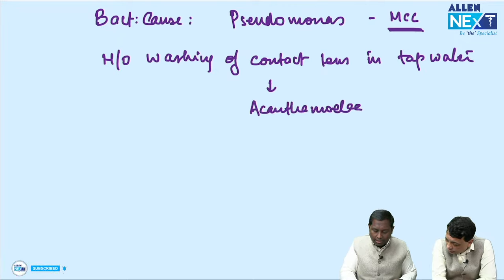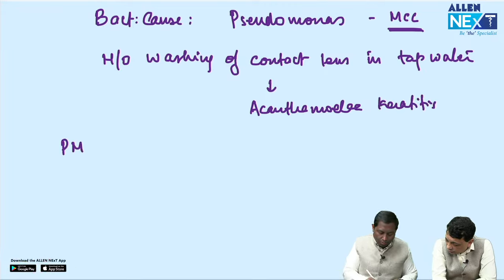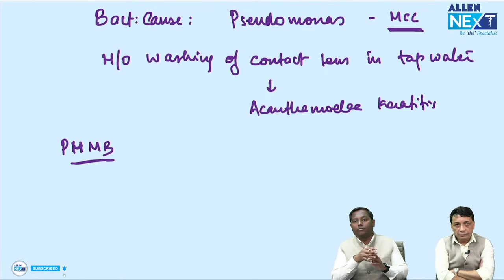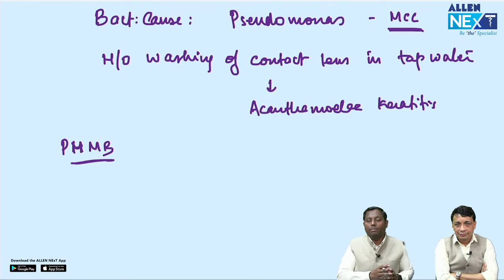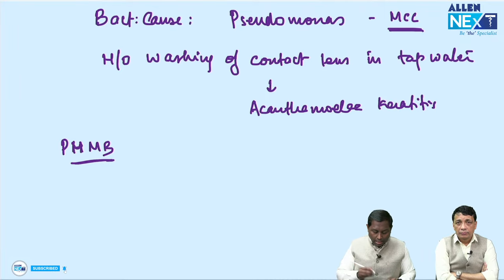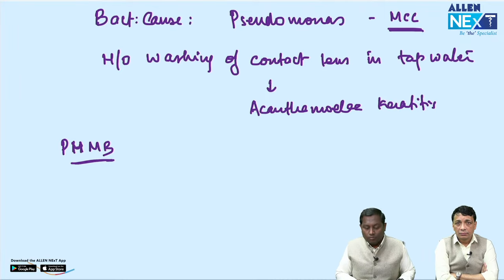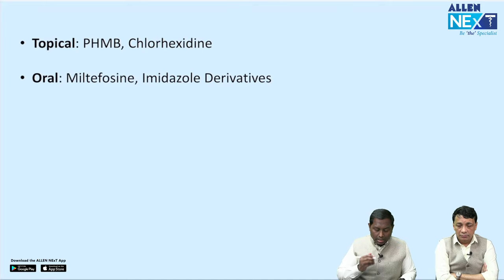So, students should take care of this one, and the treatment will be your PHMB, polyhexamethylene biguanide. Two important questions that I can discuss for all of you: this will be given topically, that is in the form of eye drops. It is freshly prepared by a certified pharmacist. It's not available commercially, as sir was mentioning. And second thing, how is it going to work? What's the mechanism of action of this one?